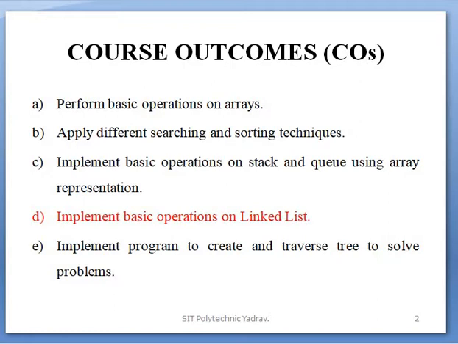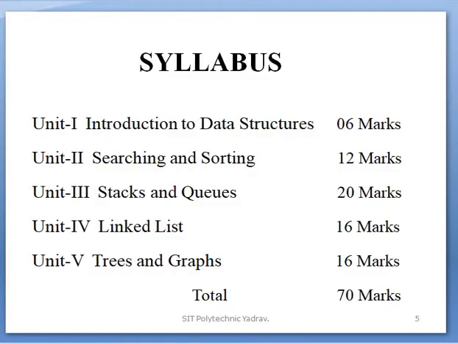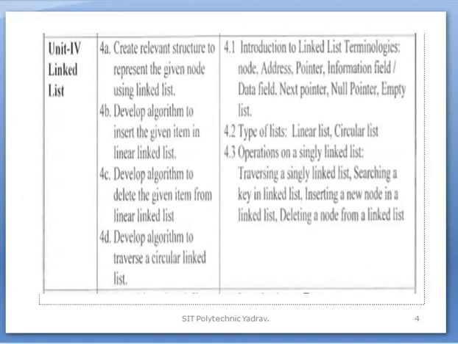Course outcome: after the completion of unit number 4, which CO do you achieve? The fourth CO, that is, implement basic operations on linked list. Syllabus for that: a total of 5 units are there, and their marks allocation. Here is the syllabus of unit number 4.